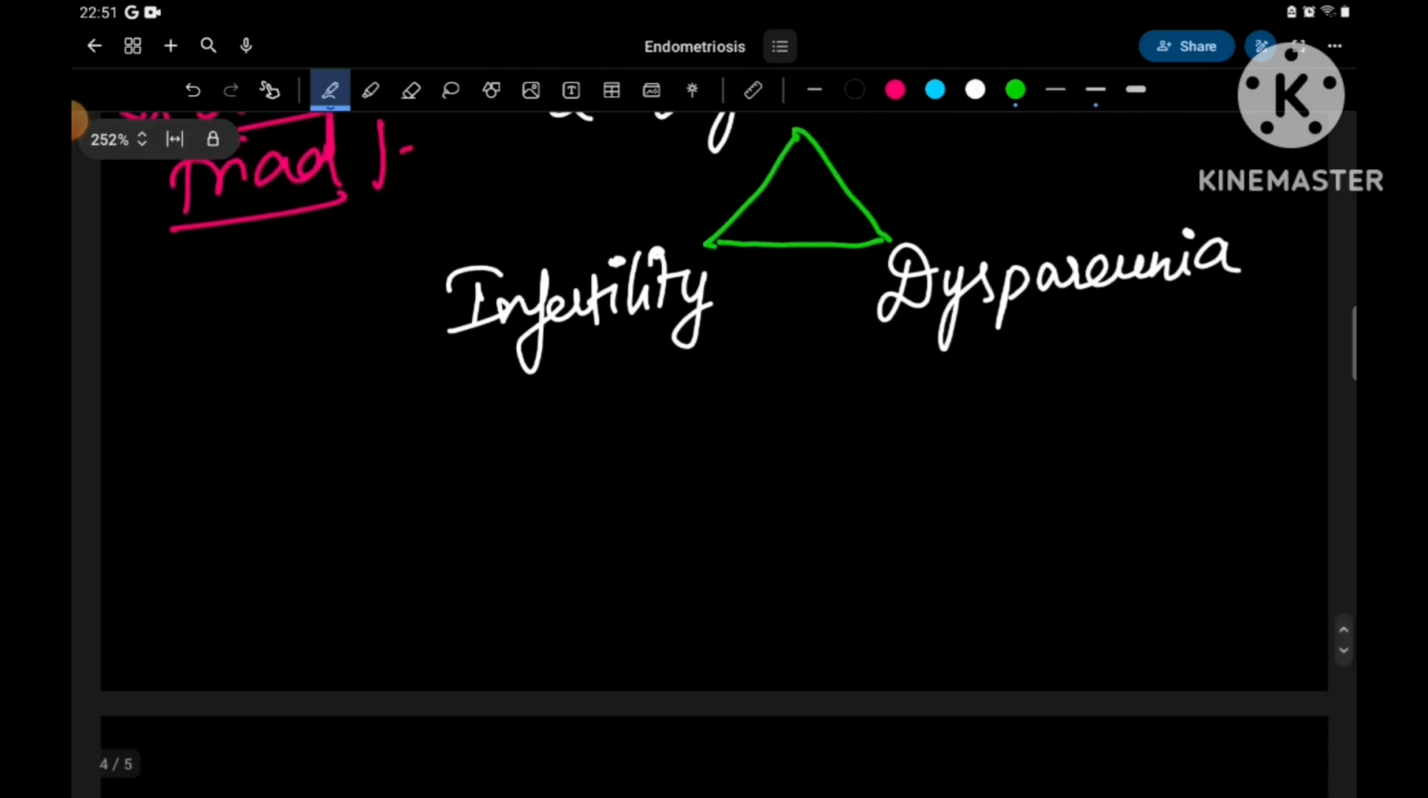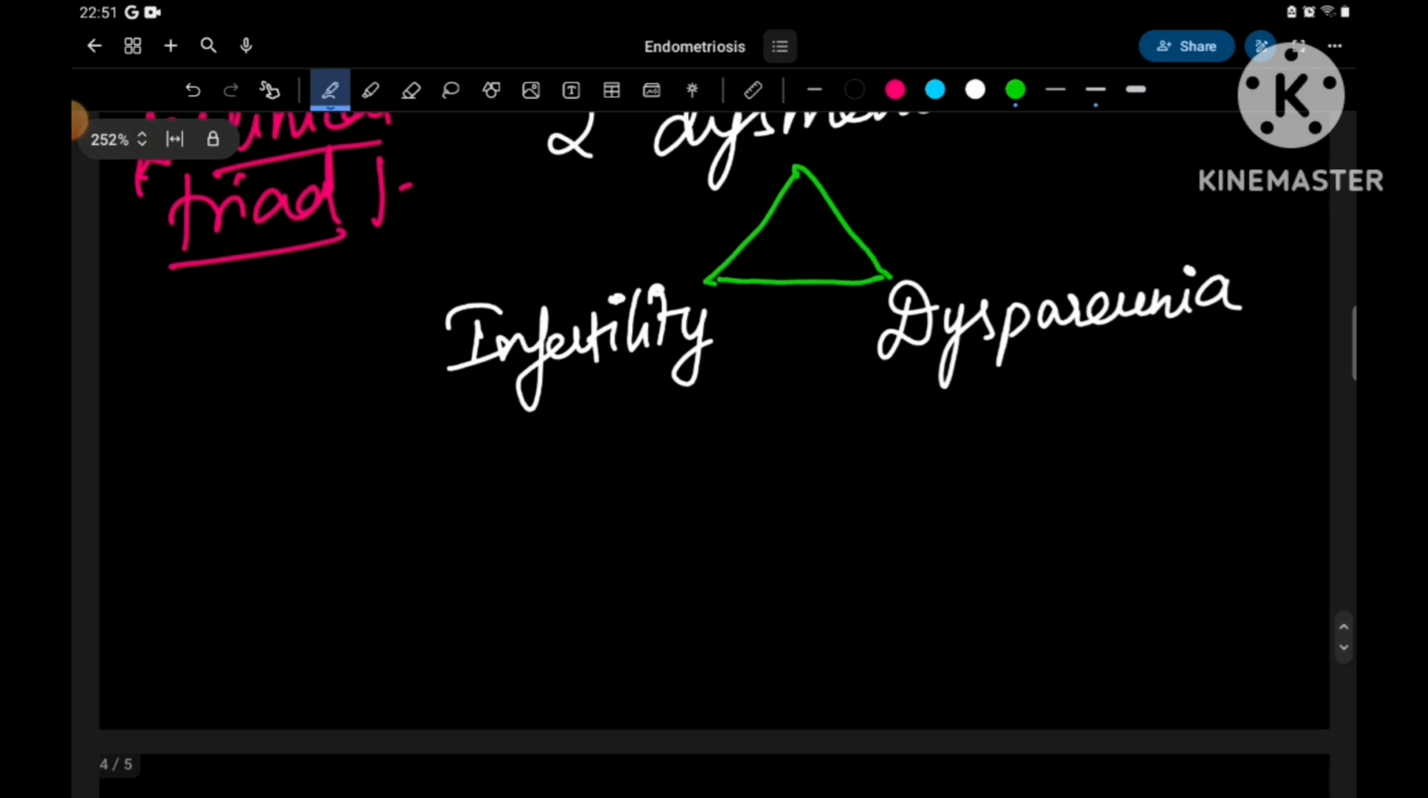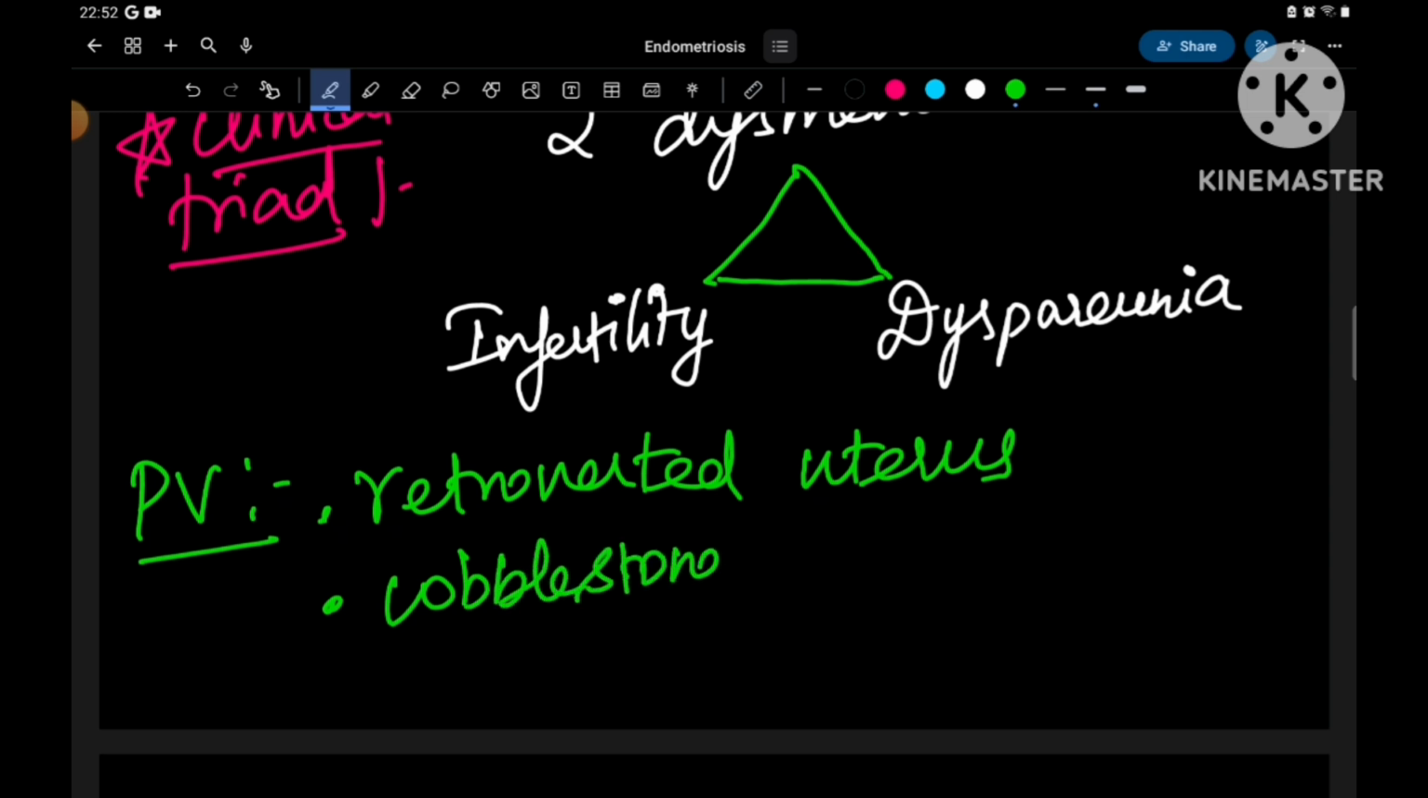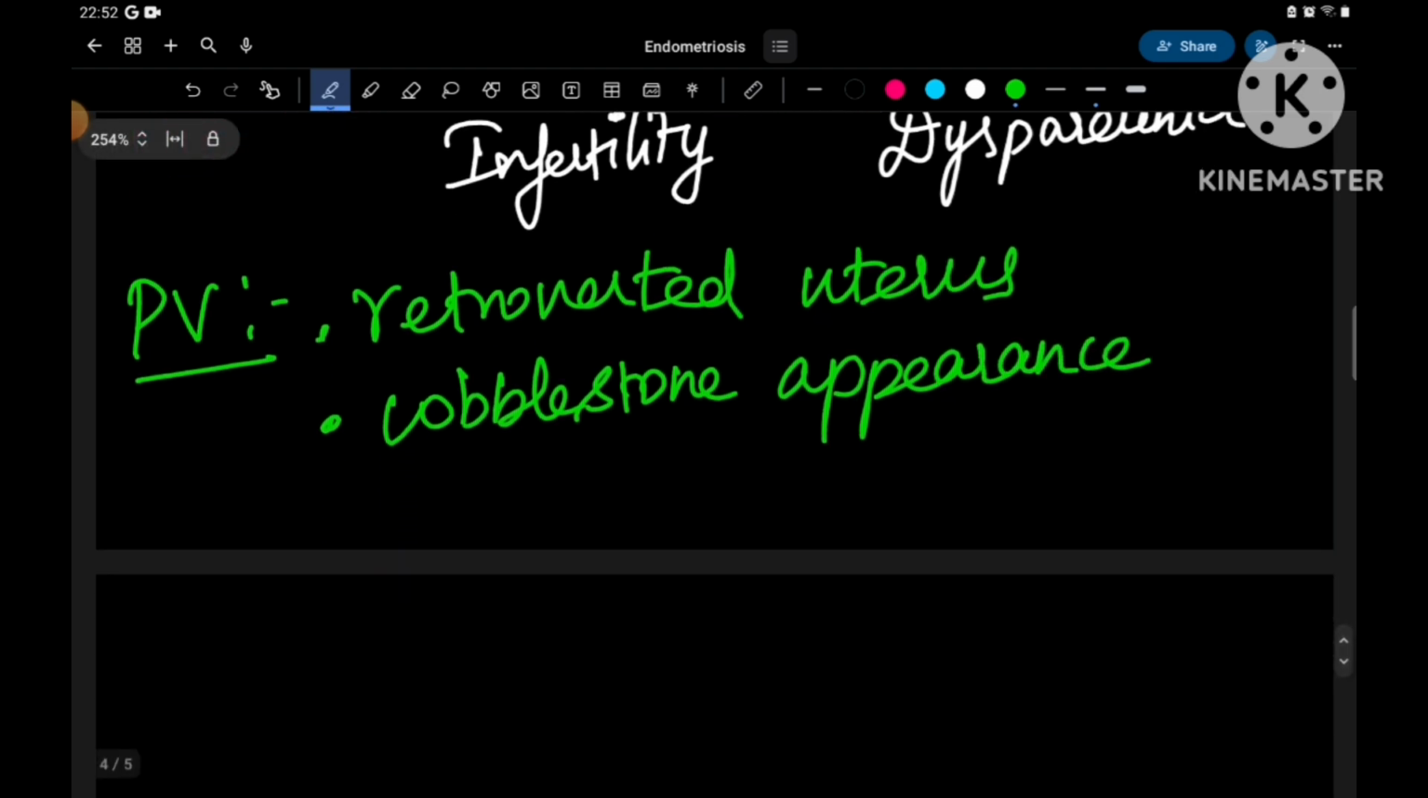Right? Okay? Yes guys, and another thing: in PV, per vaginum examination, you can see that there will be a retroverted uterus and there will be a cobblestone appearance. Cobblestone appearance, you already know, is seen in inflammatory bowel disease, IBD. But here also you see something called cobblestone appearance.